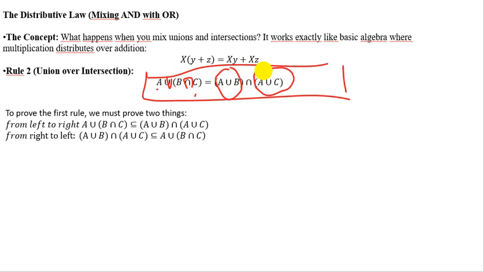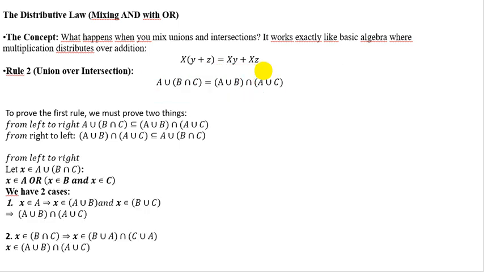So how to prove it? We do the same thing. We prove from left to right, then from right to left. Let's start with the first part, from the left to the right. Let's take X, which is in this part. So it is in A union B inter C. If X is here, that means it is in A or it is in B and C together. So we get two cases.